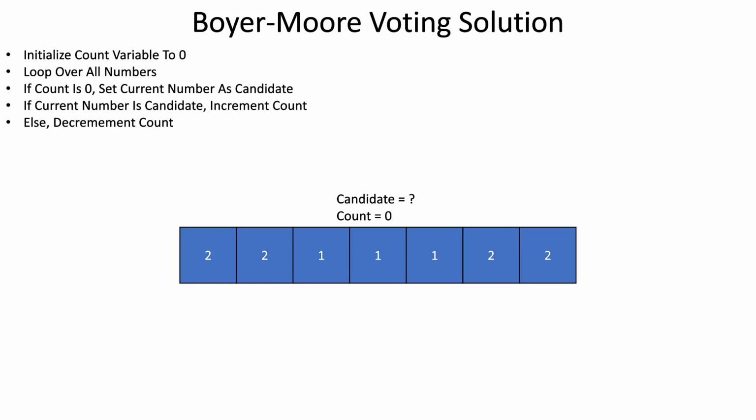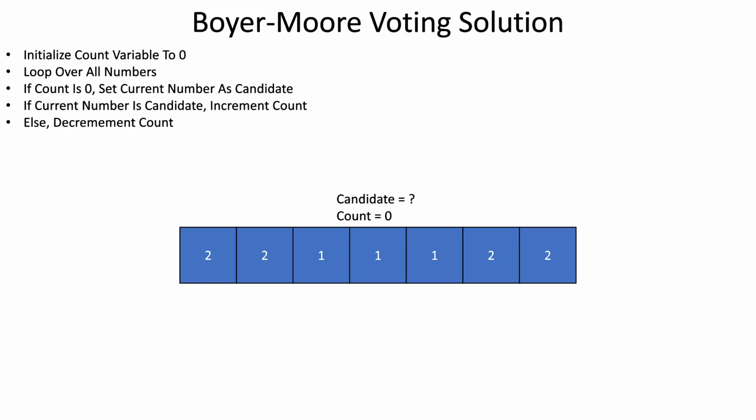Then we check if the candidate is equal to the current element. If it is, then we increment the count variable. If it isn't, then we decrement the count variable. Let's look at an example to see how this works. So first, the candidate is nothing, since we haven't started yet, and the count is 0.